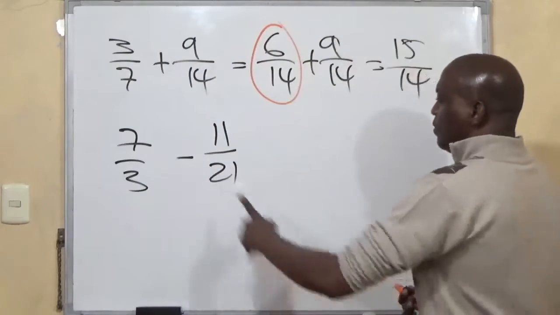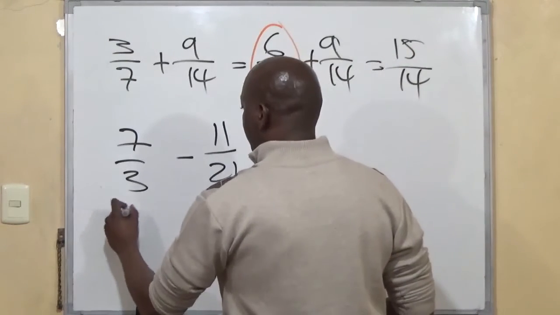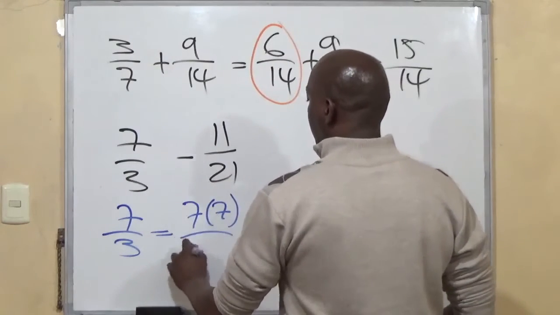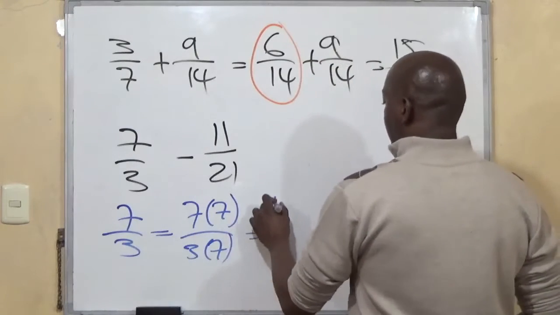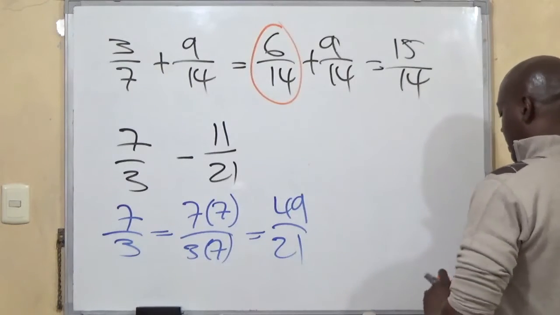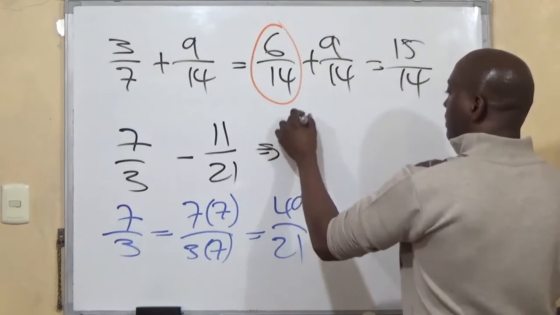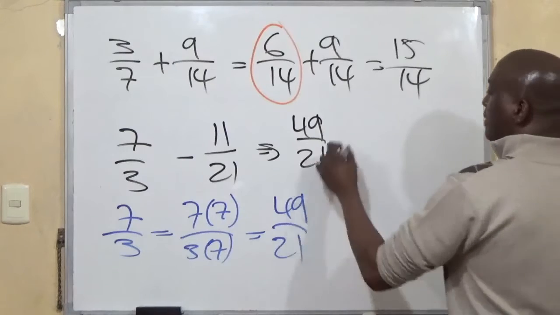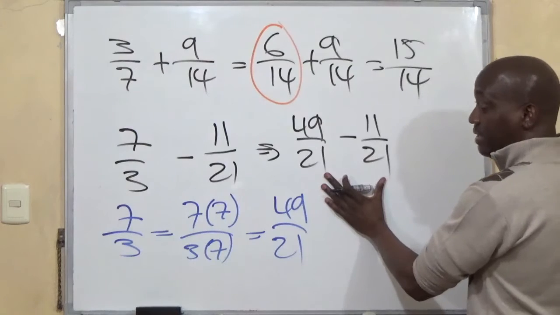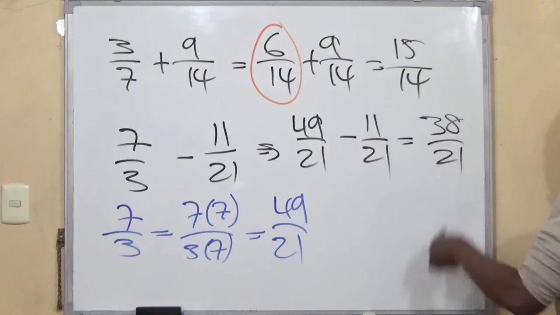Yeah. So what we do, we take the 7 over 3 and we say 7 over 3 is equal to 7 by 7 over 3 by 7. 7 by 7 is 49. 3 by 7 is 21. So now we can write this as 7 over 3 being the same thing as 49 over 21 minus 11 over 21. And now we have a situation where the denominators are the same. 49 minus 11 is 38 over 21.